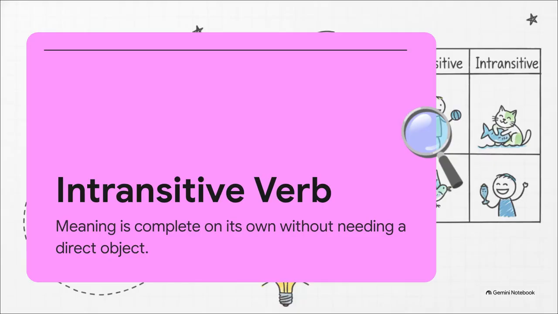On the flip side, we have intransitive verbs. Look, if transitive verbs are needy and constantly require an object to hold their hand, intransitive verbs are fiercely independent. Their meaning is perfectly clear and complete entirely on its own. The action doesn't transfer to anything else at all. It begins and ends right there with the subject. No receiver of the action needed whatsoever.